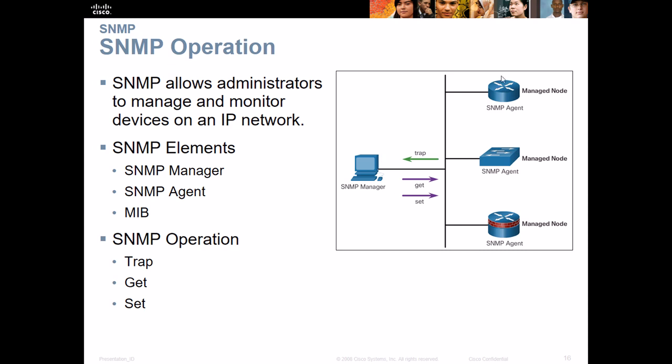So I can get all of that information in there. The set command is to change the MIB, the database that's in the agent. An agent may send me a trap if there's a problem, for example. Maybe the interface went down on the router, and then the router will send me a trap telling me that the network is down.